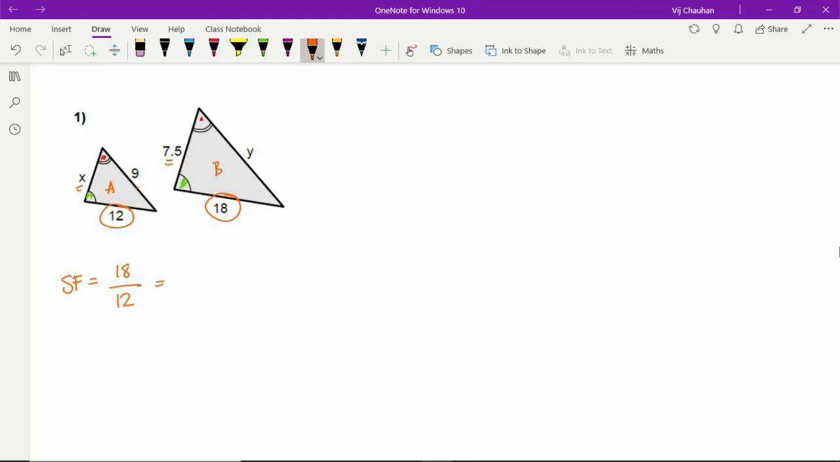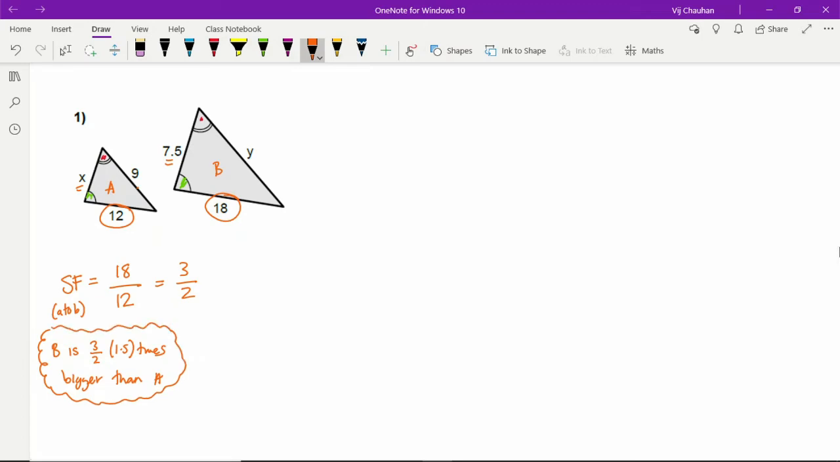so the scale factor of A to B is going to be 18 divided by 12, which is 3 over 2. Now basically what that means is that B is 3 over 2, or 1.5 times bigger than A. And that's basically what the scale factor does. It just tells me how much bigger one shape is.